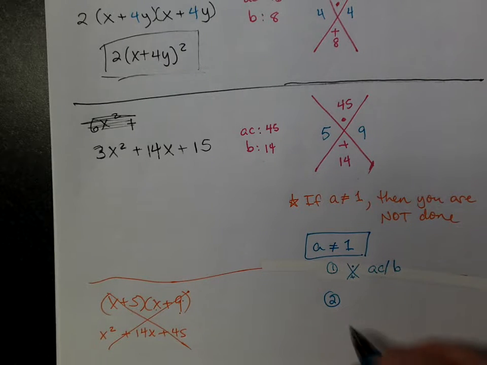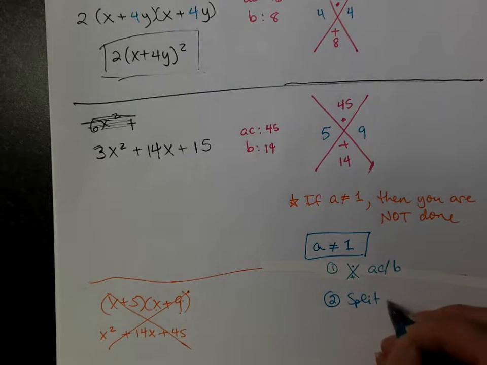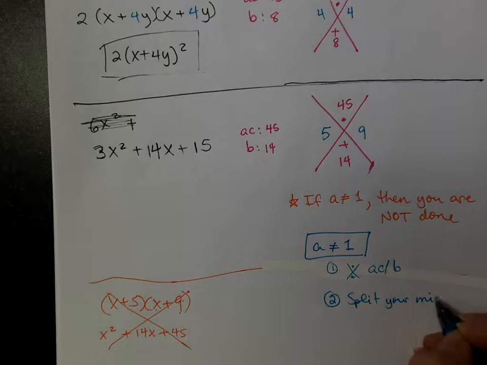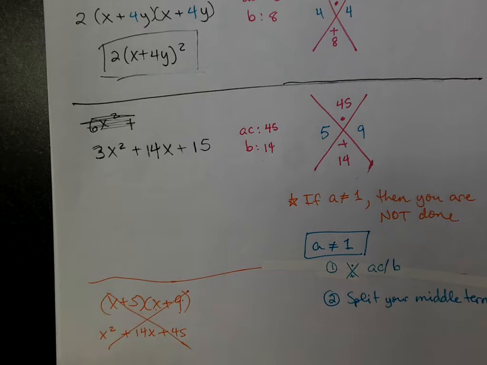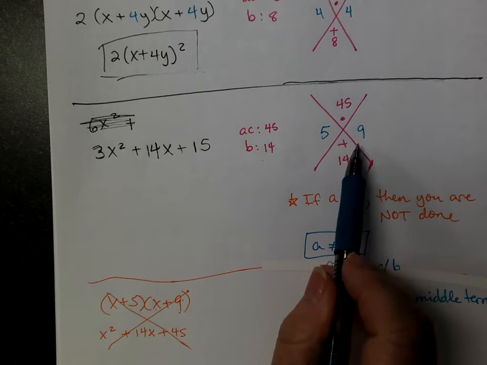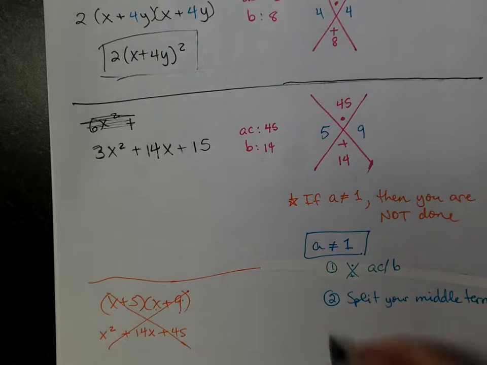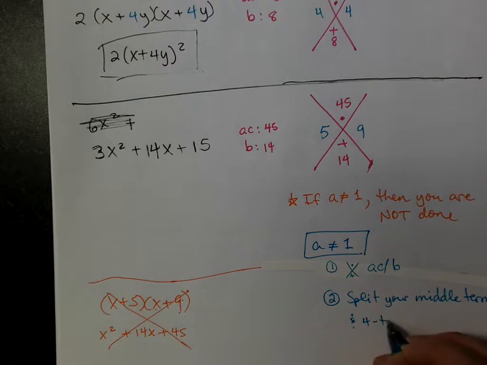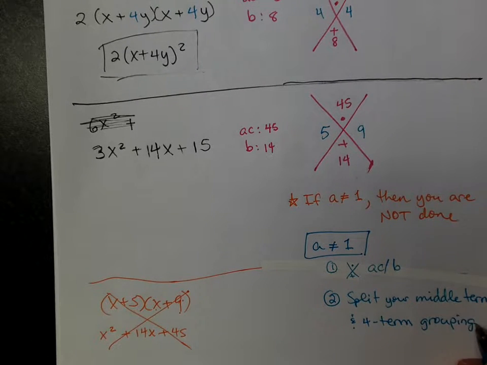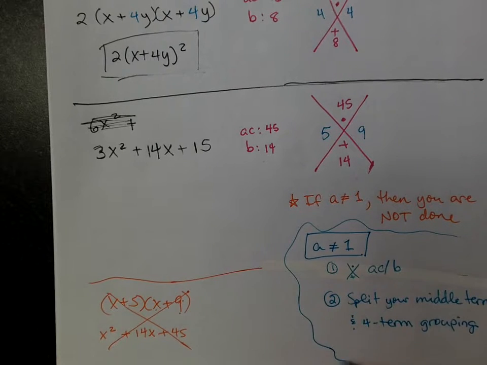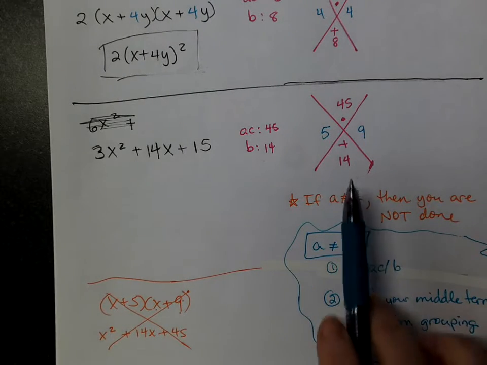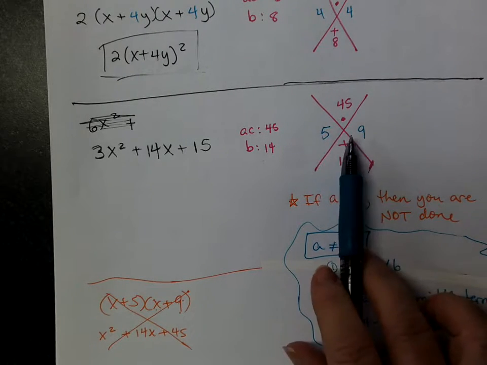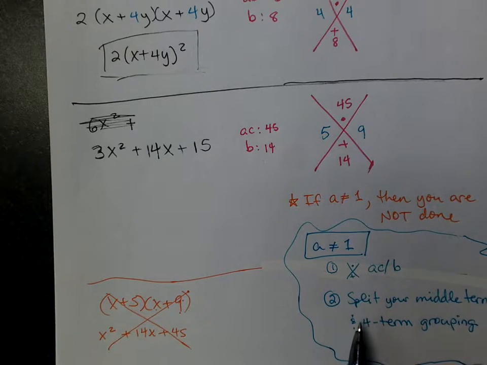And the second step is split your middle term. I'll show you. Not in half. These magic pair numbers tell us how to split it. So you split your middle term, and then you use 4-term grouping, which you already know how to do from last time, 9.1. So if A is not equal to 1, that's just the first step. If A were equal to 1, that's it, you're done. If it's not, you have to do the second step.